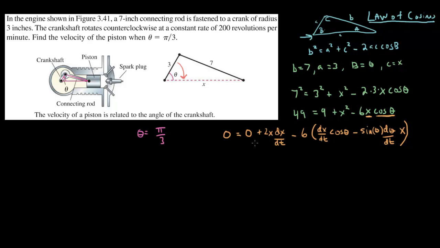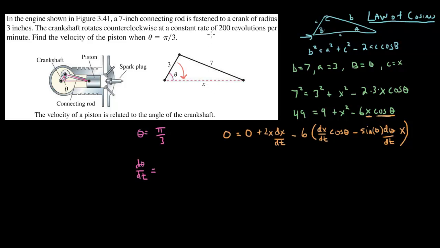Now, that means we need to know theta. We know theta. We need to know sine theta. We know d theta dt. Oh, we need to know d theta dt. Okay, d theta dt. Now, what is that asking us for? That's asking us for how fast is theta changing with respect to t.